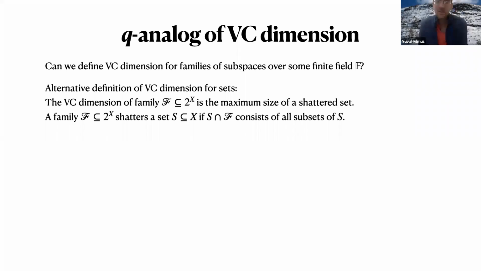Okay, so in order to get some idea of how we might do it, here's a different way of defining the VC dimension for sets. Recall that the VC dimension of a collection of subsets of X is the maximum size of a shattered set. And when is a set shattered? A family F shatters the set S if, when we intersect the sets in the family with S, we see all the subsets of S.